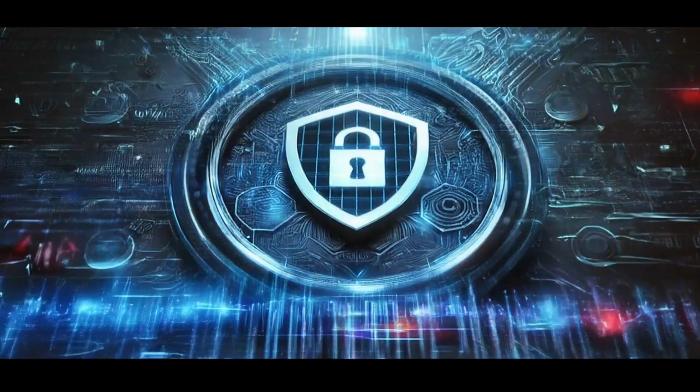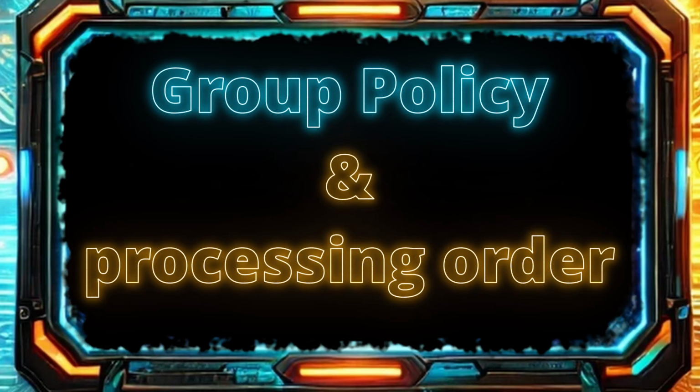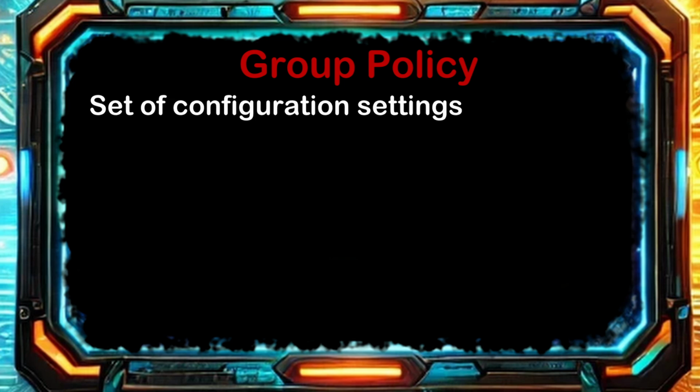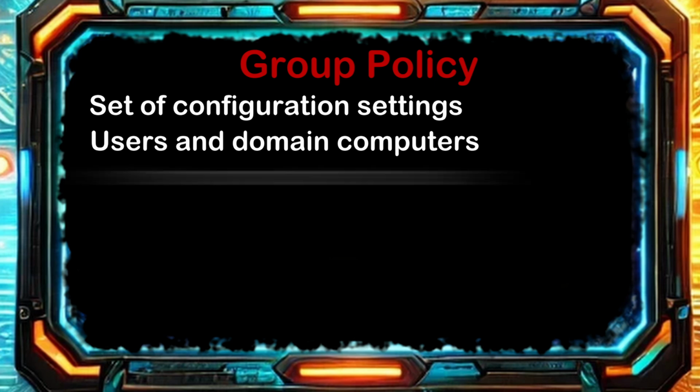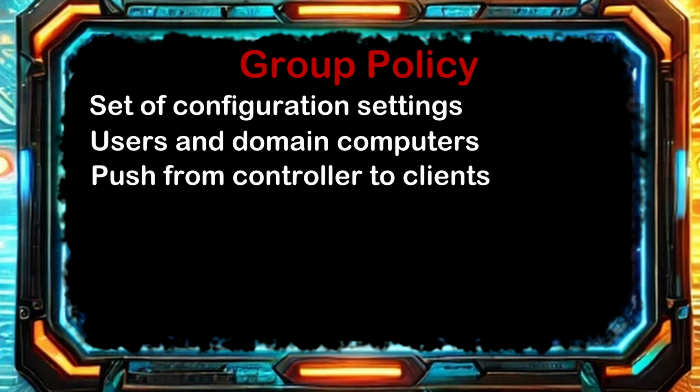In this lesson, we're going to discuss group policy and the group policy processing order. A policy is a set of configuration settings. Policies can be applied to domain users and domain computers. Essentially, you're able to push configuration settings from the domain controller to individual Windows clients within the domain.